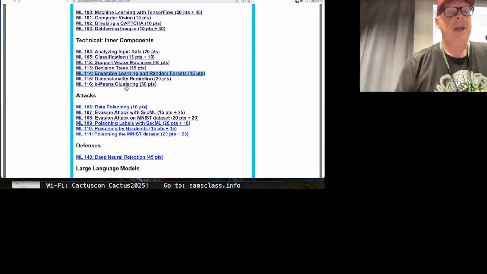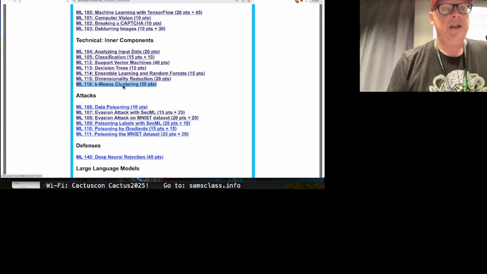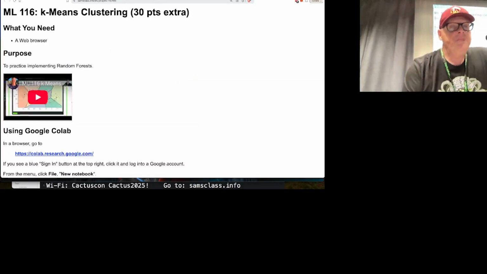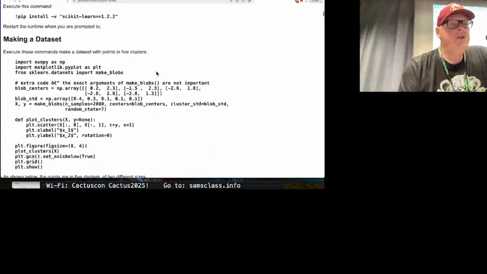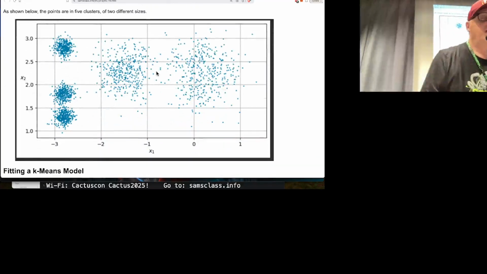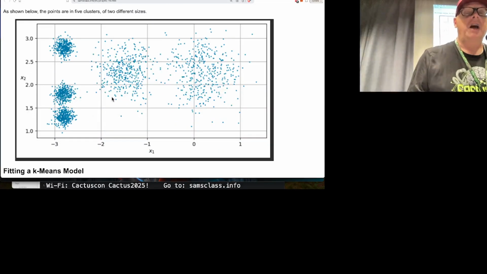All right, so let's talk about k-means clustering. This is a wonderful technique, extremely easy and extremely powerful. And it works like this. You make a data set. Now we're going to try and categorize these dots. It's an unlabeled data set.